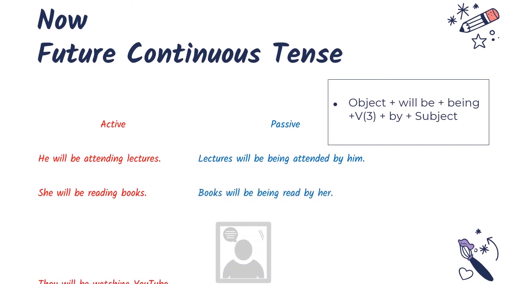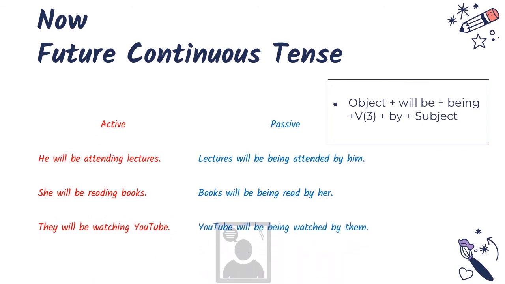She will be reading books. Books will be being read by her. They will be watching YouTube. YouTube will be being watched by them. But again, this is not recommended.